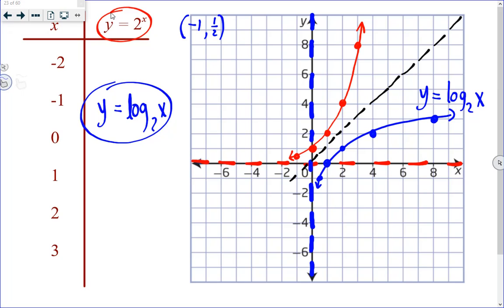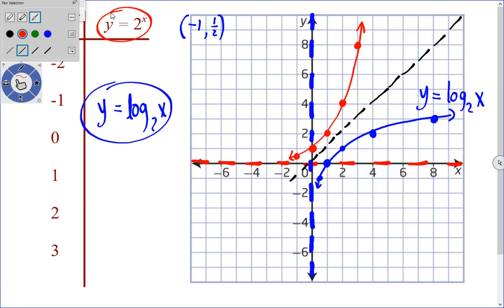The red graph, of course, is y equals 2 to the x. So before we get to the details of these graphs, does anybody have any questions with regards to getting the graphs?